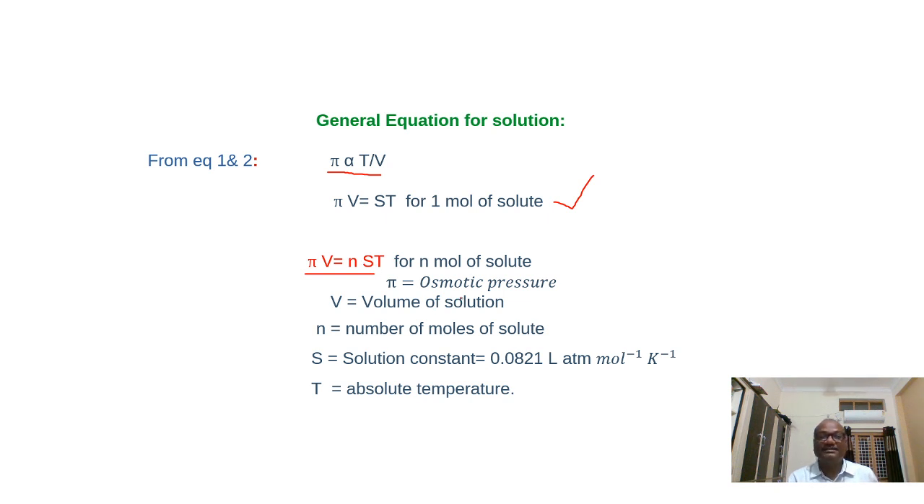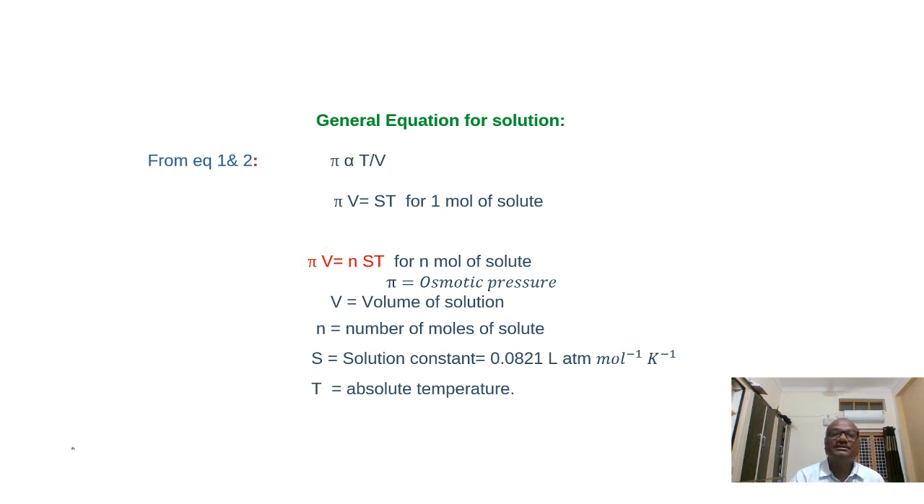Here, pi is osmotic pressure, V is the volume of solution in liters, n is the number of moles of solute, and S is the solution constant. Since V is taken in liters, S must also be in liters. So S value is 0.0821 liter atmosphere mole inverse Kelvin inverse. You see, the liter term is there in this S value. T is absolute temperature. This is a very important formula, pi V is equal to nST. With the help of this, we can solve problems also. We say this is the gas equation for osmotic pressure.